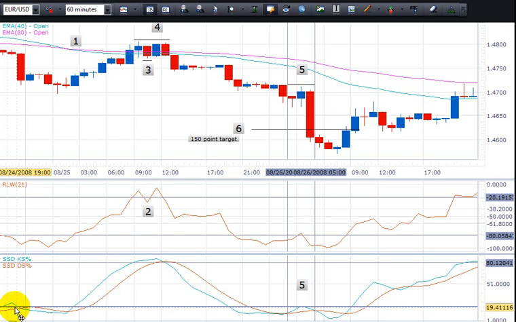So far we've only seen the advanced strategy working on long trades, buying into the market. This time we're going to sell the market. So I'll run through the trade.